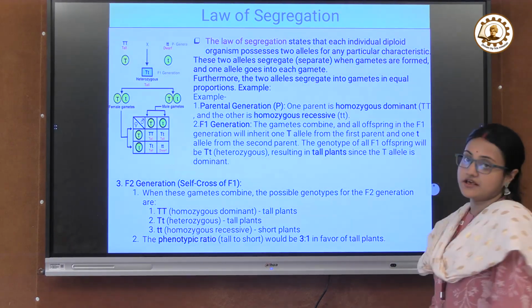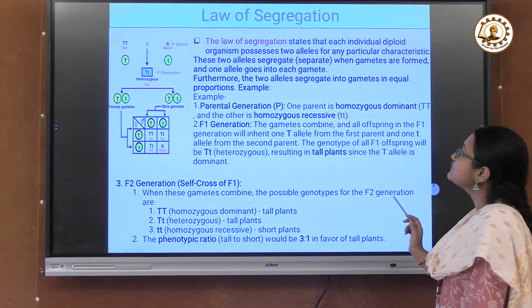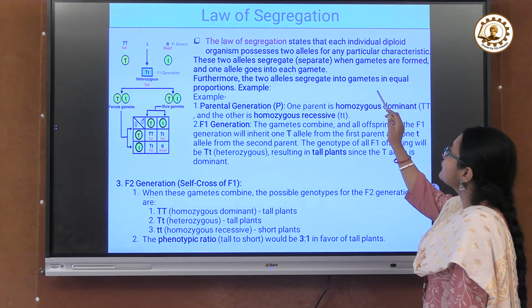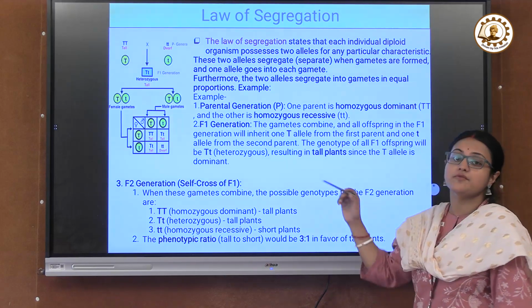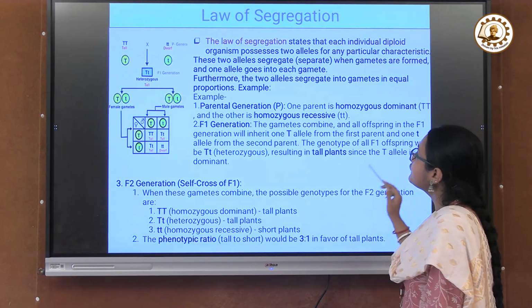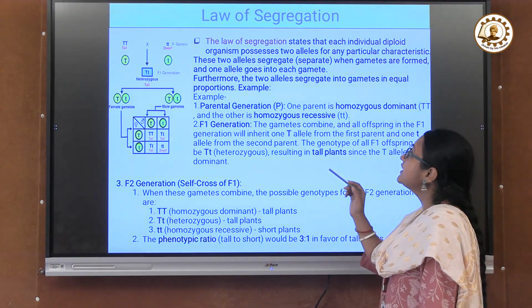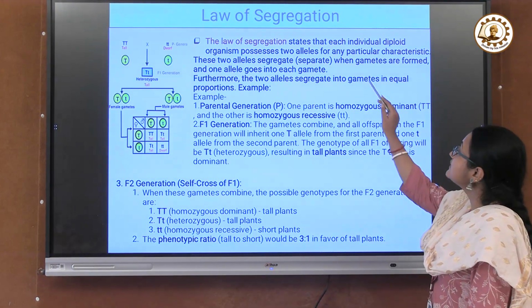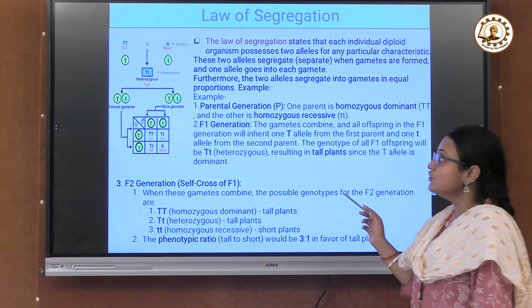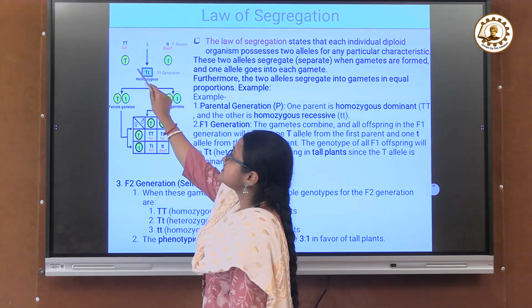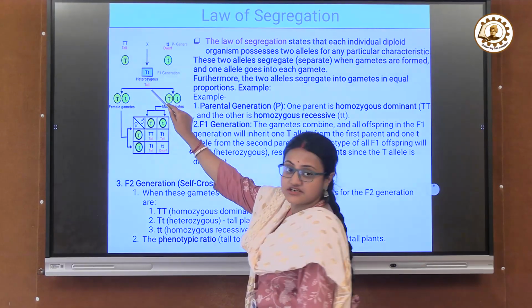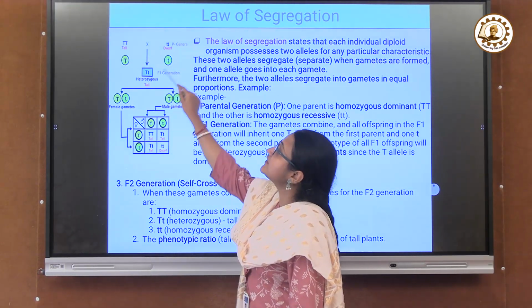Then the law of segregation, which states that each individual diploid organism possesses two alleles for any particular characteristic. It is based on the monohybrid cross. These two alleles segregate when the gametes are formed, and one allele goes into each gamete. That is why it is called the law of segregation. So here it is the parental generation, capital T, small t. And here it is the F1 generation, which is capital T, small t.